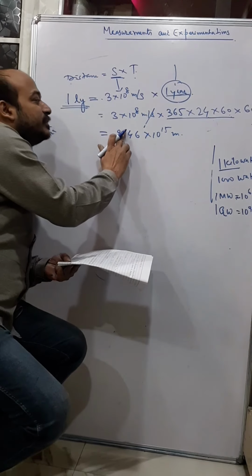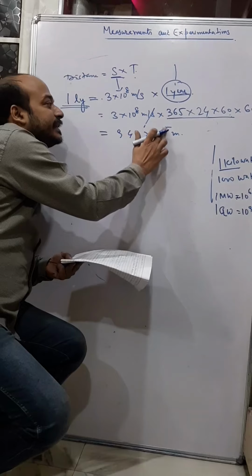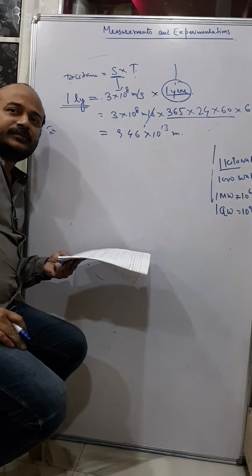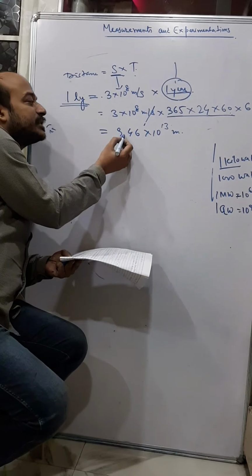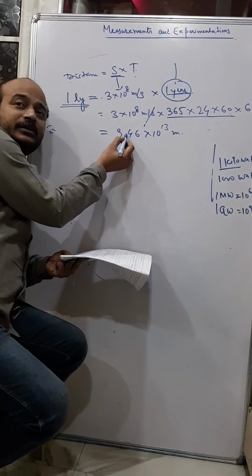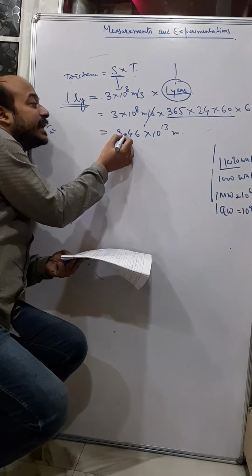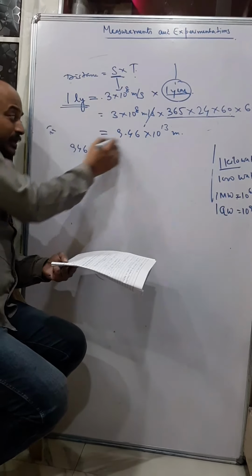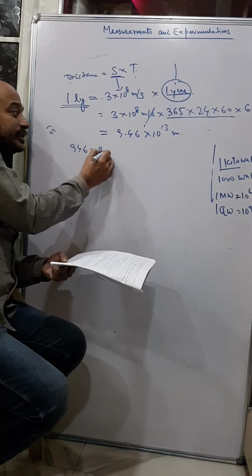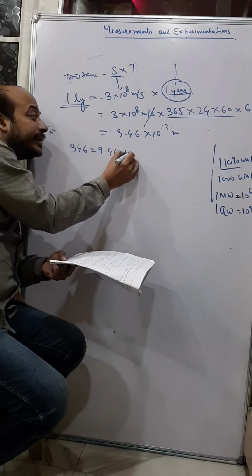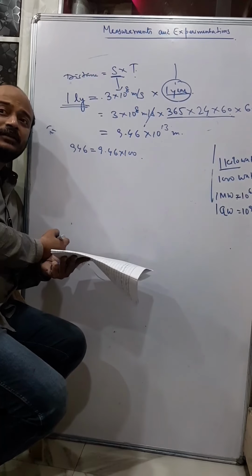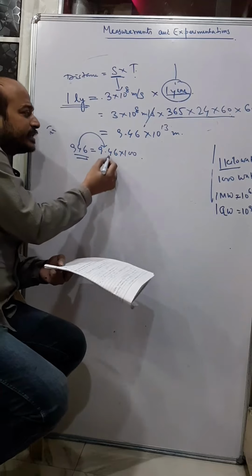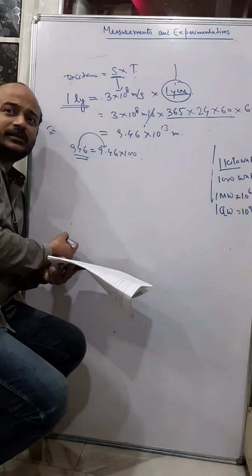And that actually means finally you will get 946 into 10 to the power 13. In scientific notation we put the decimal after 1 point. So we'll write this value as 9.46, now 946. Now that means actually 9.46 into 100, because I am converting this value into this form. So that's 946 into 100.